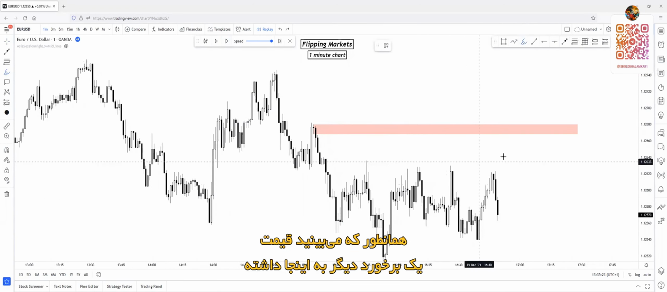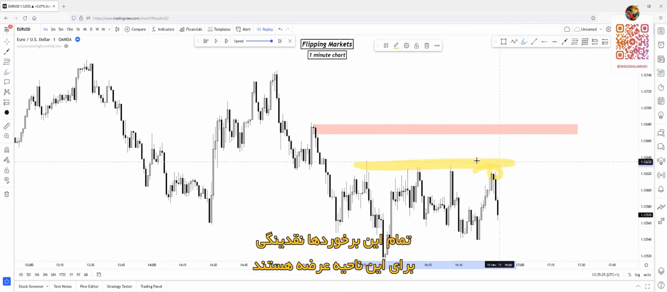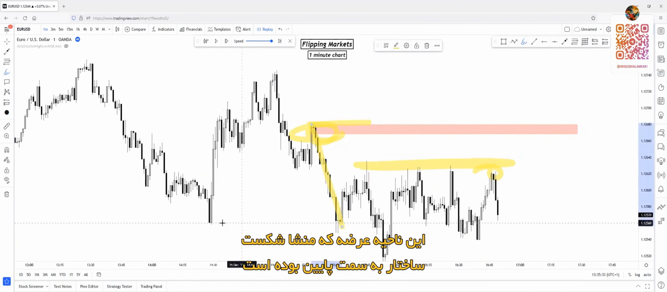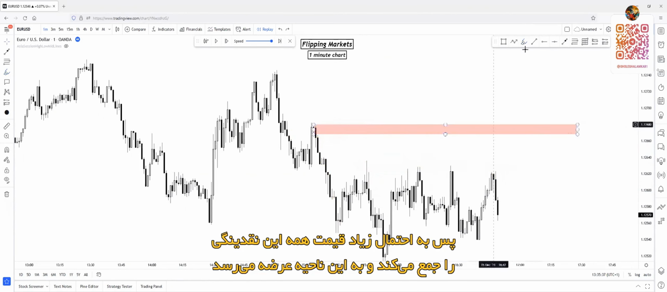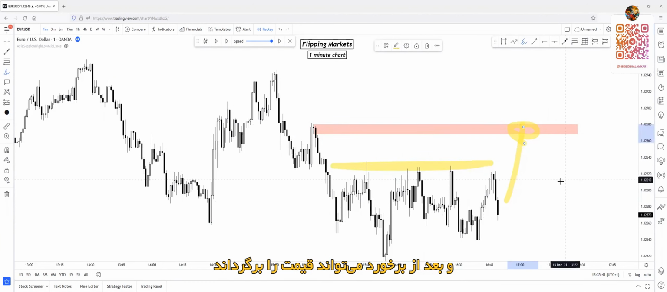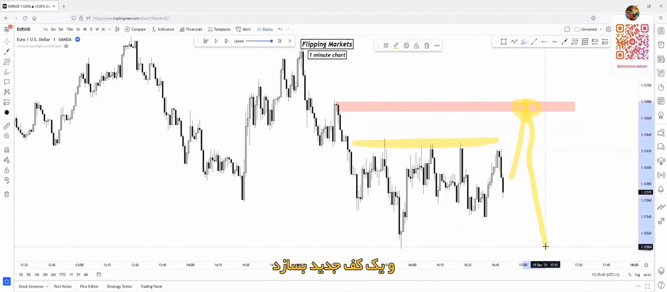As you can see, price created another tap here. So all of these taps are just part of the liquidity of this supply zone that created the original breakout structure to the downside. Okay, so price has a real great chance to sweep all of these taps and tap into this supply zone. And after the tap of this supply zone, it can reverse the price and create a new low again.